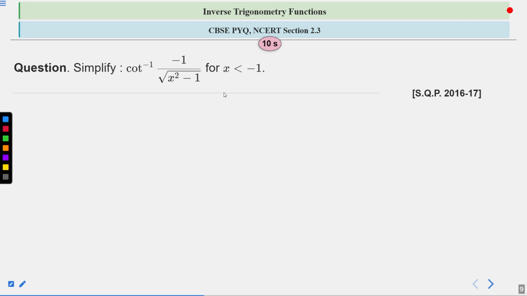You have 10 seconds to solve or think about this question. After that we'll move to the solution part.